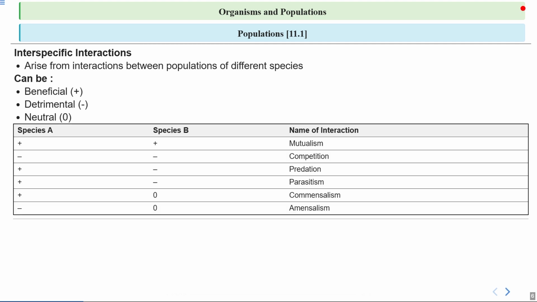In this table, you can see the types of interactions. A positive and a negative sign is also given here. You can see in mutualism, both interacting partners are benefited. In competition, both interacting partners are harmed. In predation, one of the species is getting benefit, the other is getting harmed. The same goes for parasitism. In commensalism, one species is benefited and there is no effect on the other species. In amensalism, one of the species is harmed and there is no effect on the other species.